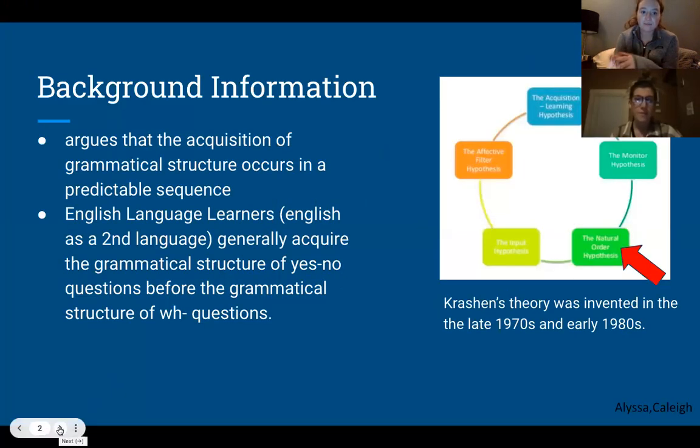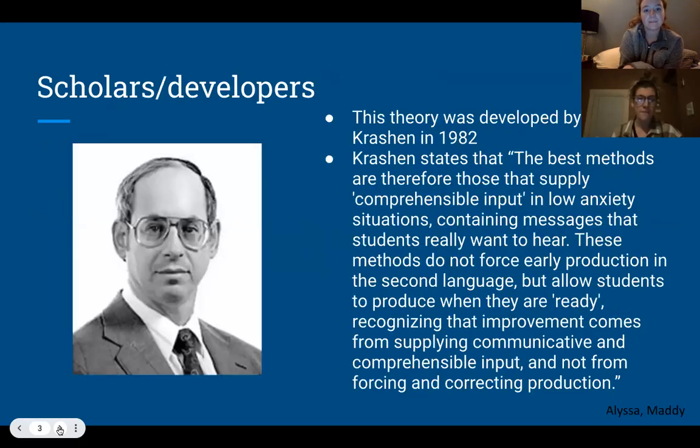So starting off with some background information, the natural order hypothesis argues that the acquisition of grammatical structures occurs in a predictable sequence. English language learners generally acquire the grammatical structure of yes-no questions before they acquire the grammatical structure of WH questions, such as who, what, where, when, or why questions. These are all part of Krashen's theory of five hypotheses, which was invented in the late 1970s and early 1980s.